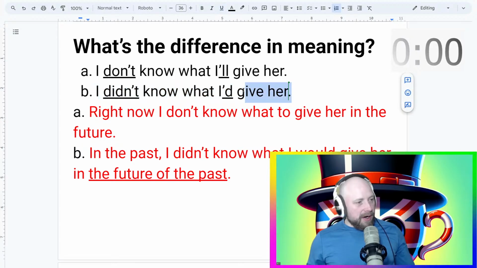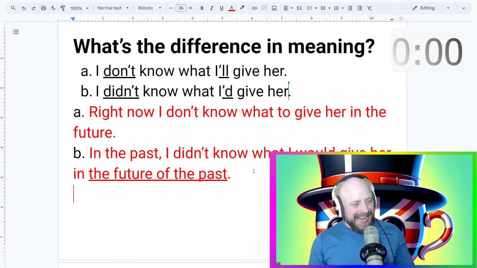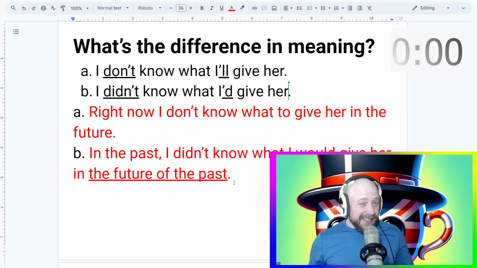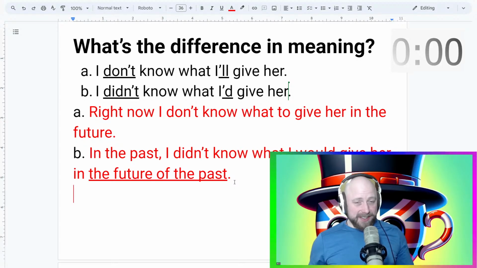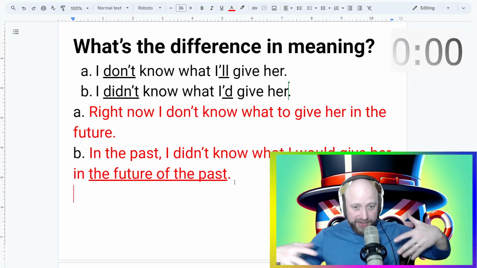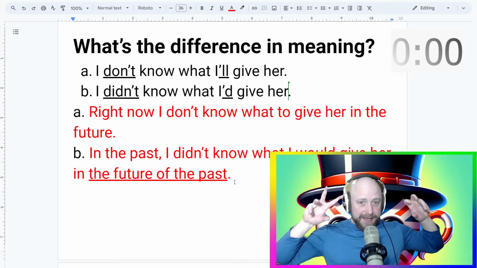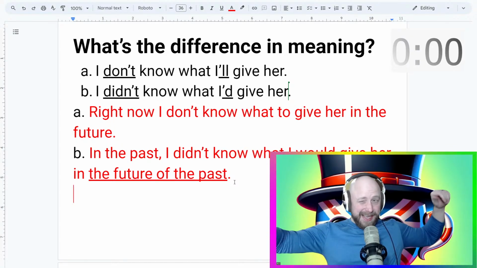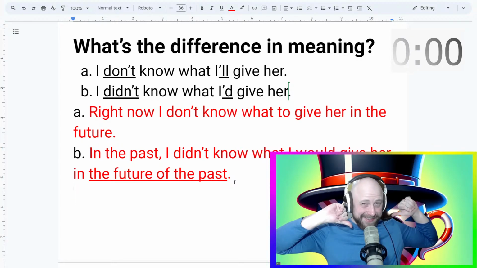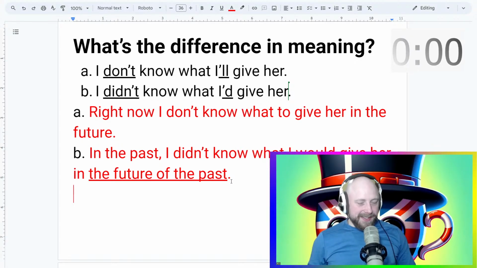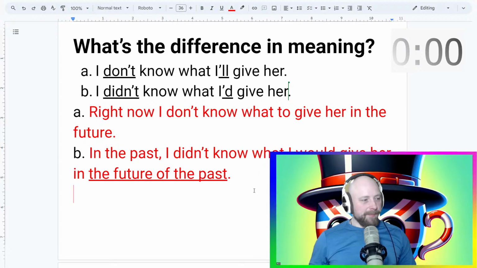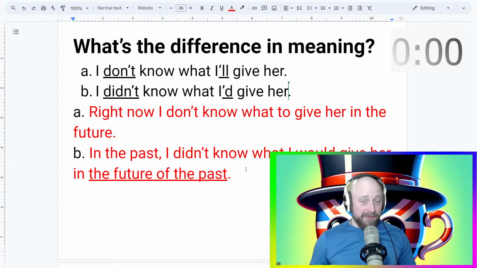So we often think of would as being the past version of will in this way. That's a really weird way to think about it, but that's what it is. Would can be used like the past of will. So while will is predictions in the present, would is like predictions that were in the past. I hope that makes sense. The future of the past. So I didn't know what I would give her in the future of the past.